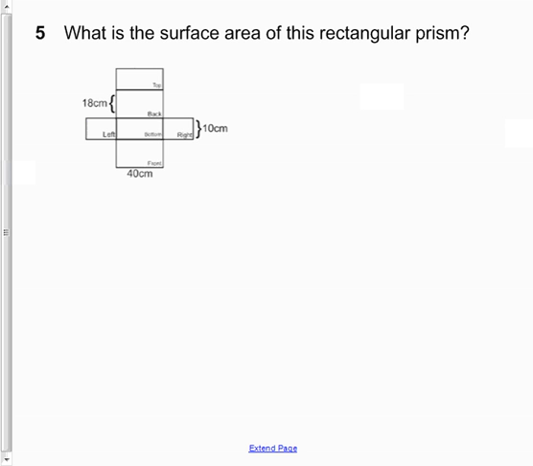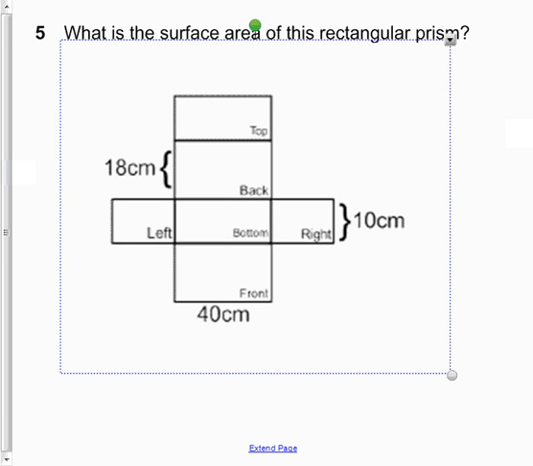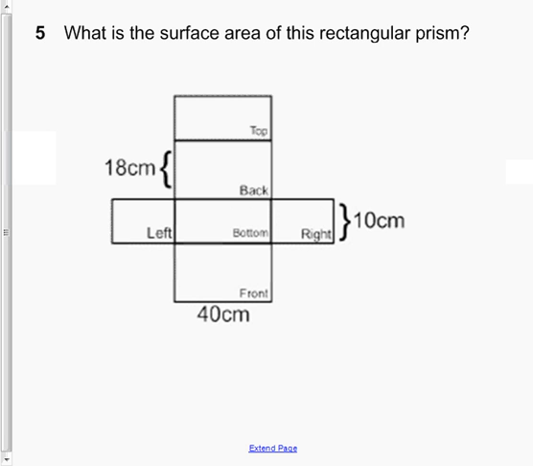Who knows? Question 5. I've done the net for you. It says, what is the surface area of this rectangular prism? So all of these red lines that I'm drawing here all have measurements of what? 40, correct? They're all 40. And all of these two here are 18. So this rectangle right here is 40 by 18.